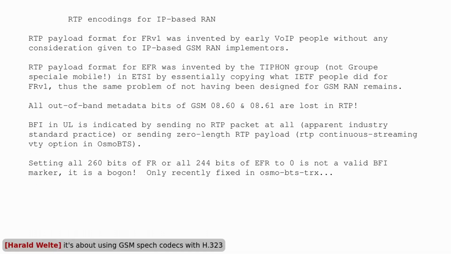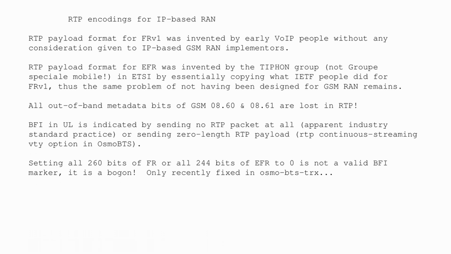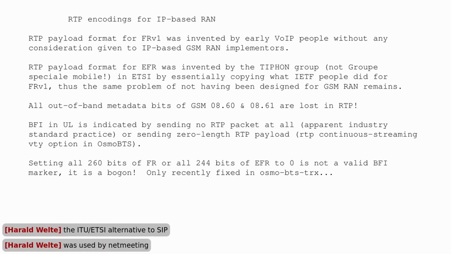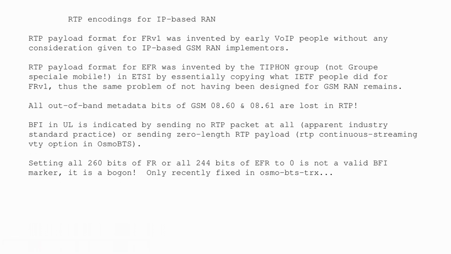But yeah, Carl's comment was that it's about GSM speech codecs with H323. I'm not really familiar with H323, so I'm not qualified to comment on where it fits into the picture. But on the subject, here Carol says it's the ITU ETSI alternative to SIP that was used by NetMeeting. All right, well, okay, that's what it is. But still, the point remains that for IP-based GSM RAN, it's not very good.